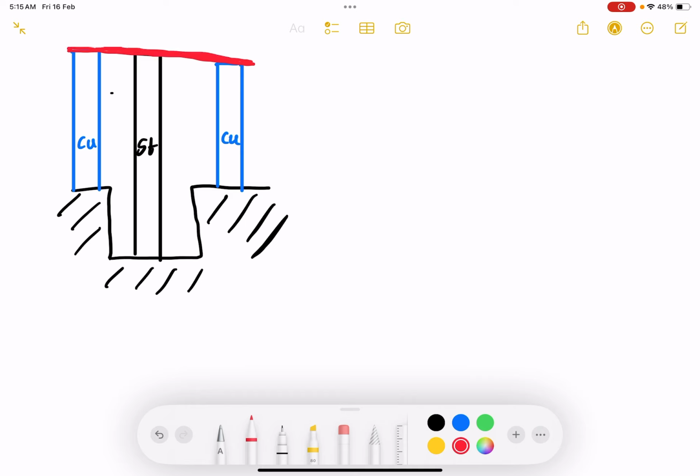I'm not able to draw a block. I really wanted to draw a block, but yeah. So in this case, clearly the length is actually different. So the length of copper is not going to be the same as the length of steel.